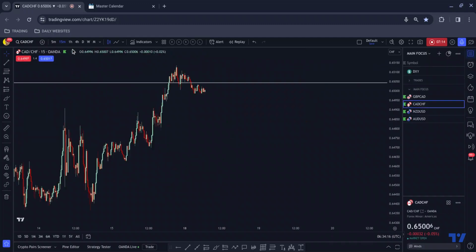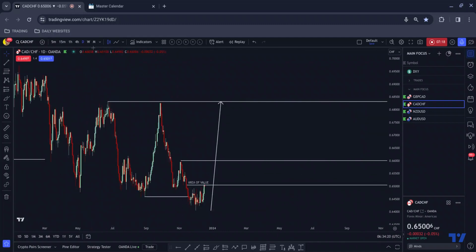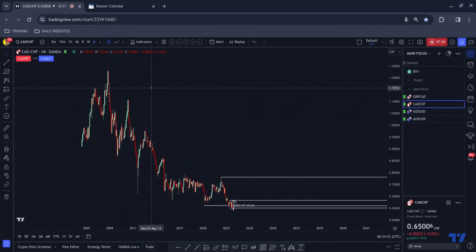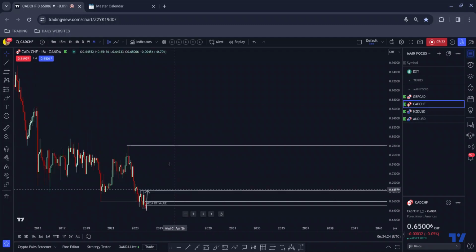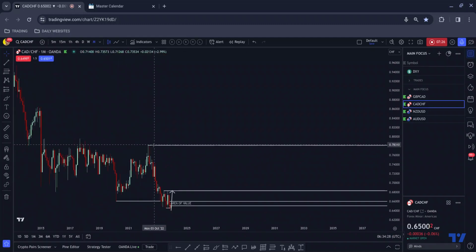I'm going to speed up because I have quite a few pairs to get through. So CAD Swiss on the higher time frames. If we just zoom out, you can see that we've just broken below an all-time low. Okay. We also have kind of a near miss.